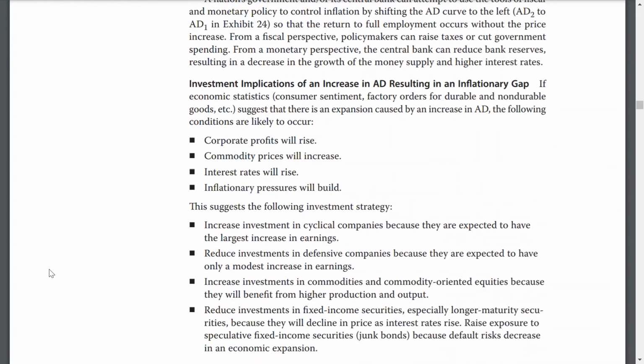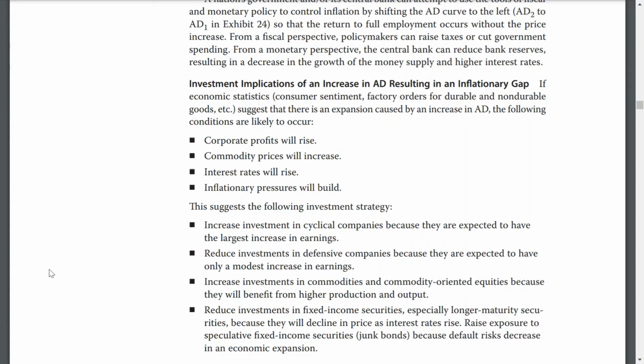Investment implications of an increase of AD resulting in an inflationary gap: if economic statistics, consumer sentiment factors, orders of durable and non-durable goods, etc. suggest that there is an expansion caused by an increase in AD, the following conditions are likely to occur. Corporate profits will increase, commodity prices will increase, interest rates will increase, inflation pressure will build. So this is literally the opposite of what just happened.